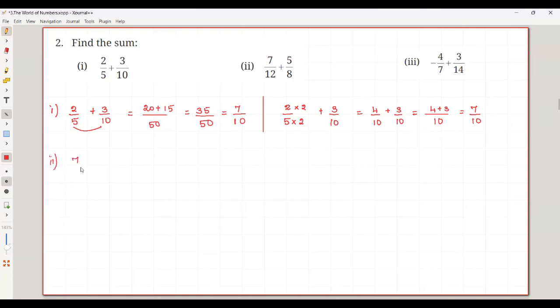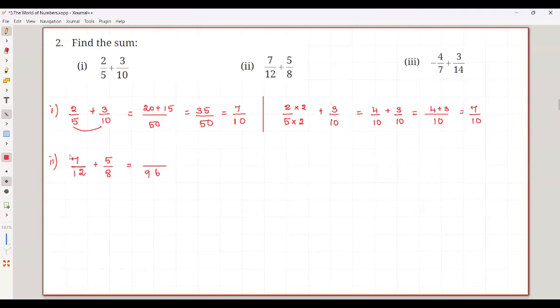Second question is 7 by 12 plus 5 by 8. You can go with the butterfly method. Just multiply the denominators. So 12 eights are, 2 eights are 16, balance 1, 1 eight is 8, 9. So 96.